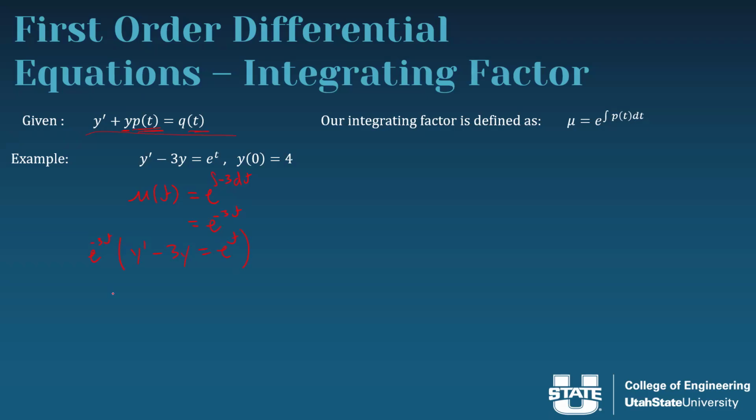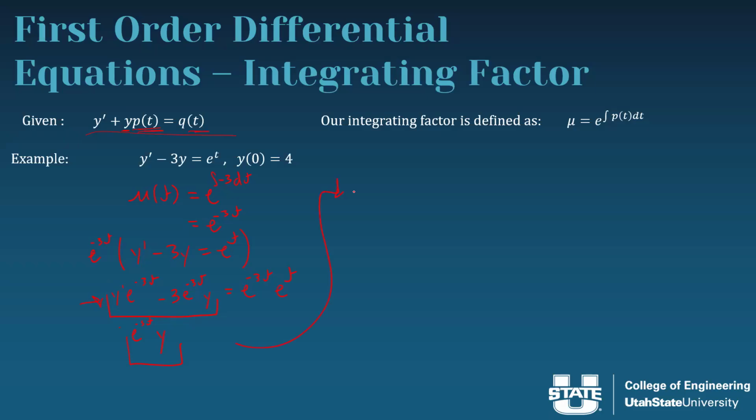If you multiply this out, you'll have y prime e to the negative 3t minus 3 e to the negative 3t y equals e to the negative 3t times e to the t. If you look at the left-hand side, this is just the product rule of e to the negative 3t y. Does that make sense? Yes, just the chain rule. If you take the derivative of this in terms of t, you would get this.